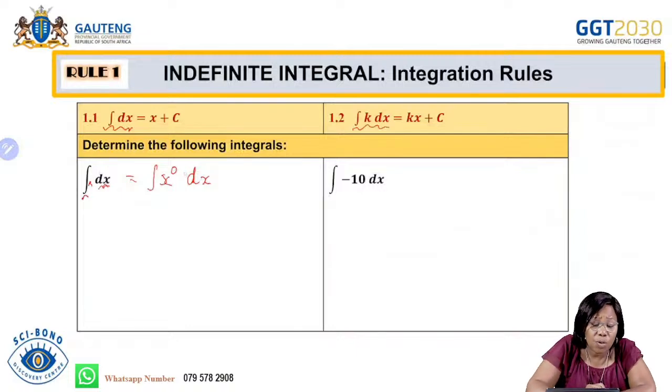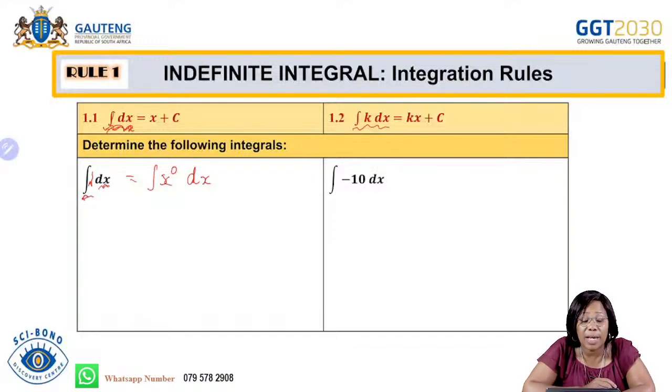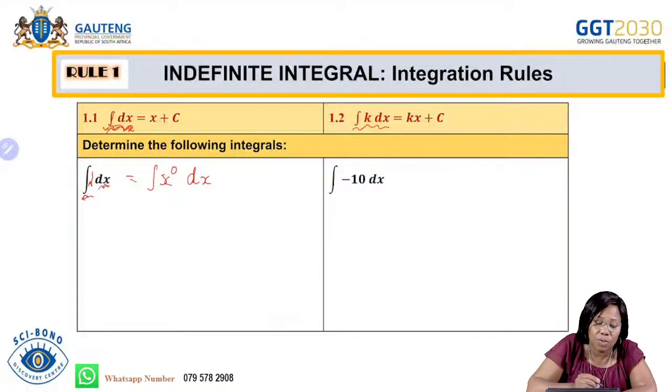That is why they don't write any value here, because x to the power 0 is a 1. So this simply means there's a 1 there. And then if you compare this to the rule there, 1.1, it states that if you are integrating a 1 with respect to x, your answer will be x plus c. Let's see how we come up with that answer when we apply the rule.